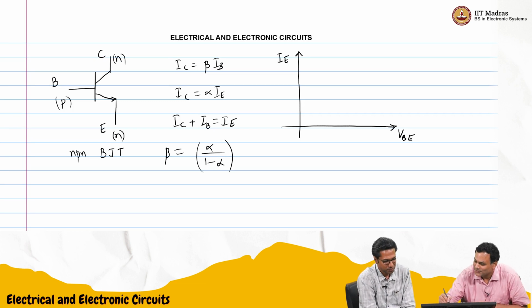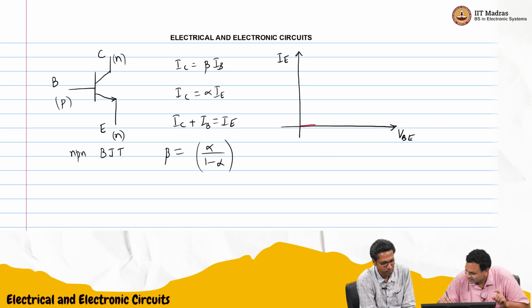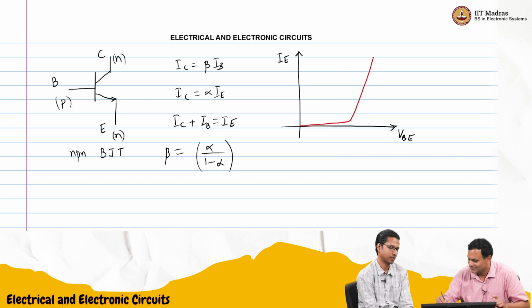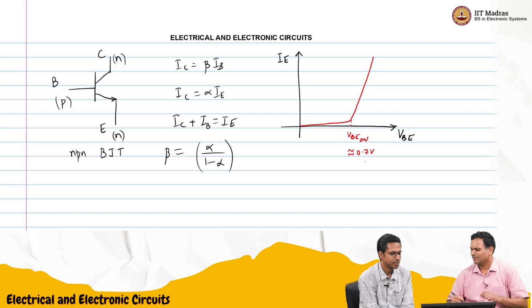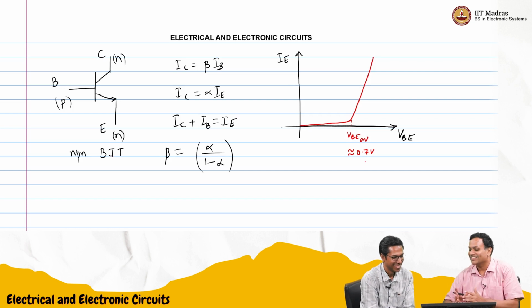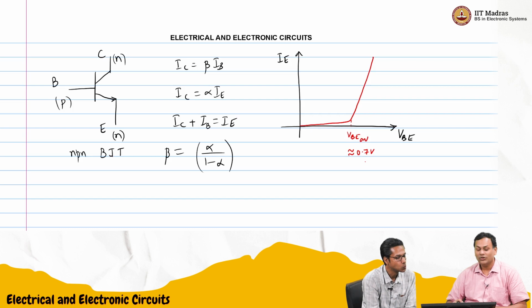So maybe something like this. And this is VBE on, maybe 0.7 volts, something like that, for silicon. In fact, it's a little bit exaggerated. I've exaggerated a lot, but something like this. Okay, so this is easy.